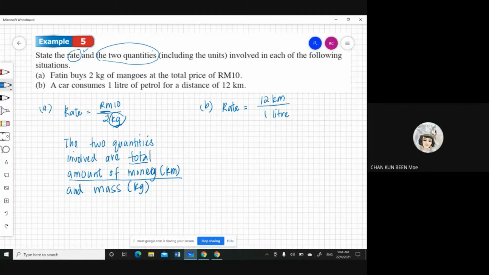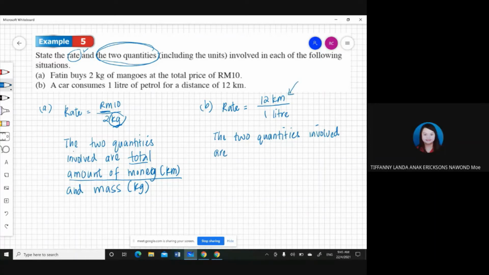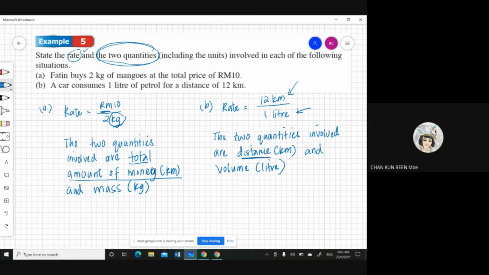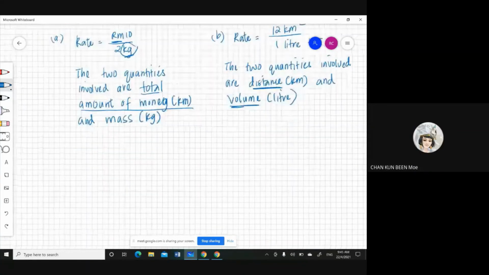Okay, now we continue with the two quantities. Get ready, check out what the two quantities involved are. What is the quantity referring to? This one? Distance in kilometer. Yes, in kilometer. And the other one, this one? Volume in liter. So remember all of these, these are the quantities involved. Okay, do you have any questions for this example? No. So we go ahead.